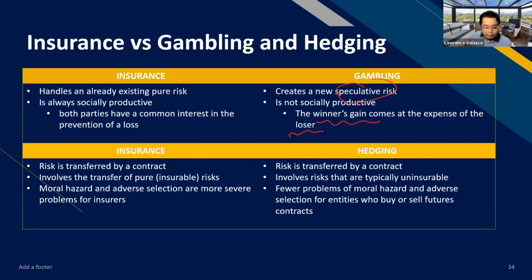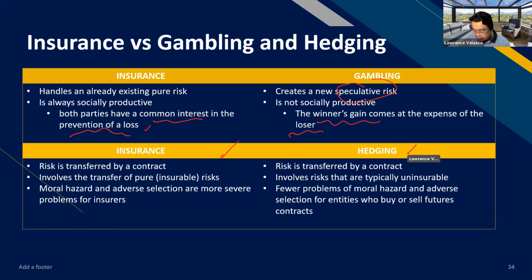In insurance, both parties have a common interest to prevent the loss, right? Both parties, the insurer and the insured. Okay? So they're all under a common interest to prevent the loss, and therefore it becomes an engine for economic activity, right? And therefore it is more socially productive.